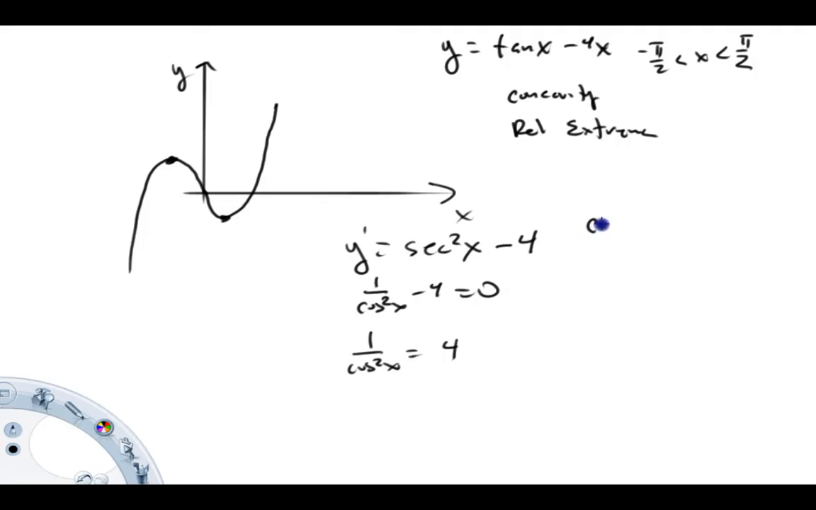And then I'll just reciprocate that. Cosine squared x equals 1/4. Square root both sides. Cosine x equals, now when we square root this, we're going to get plus or minus 1/2.